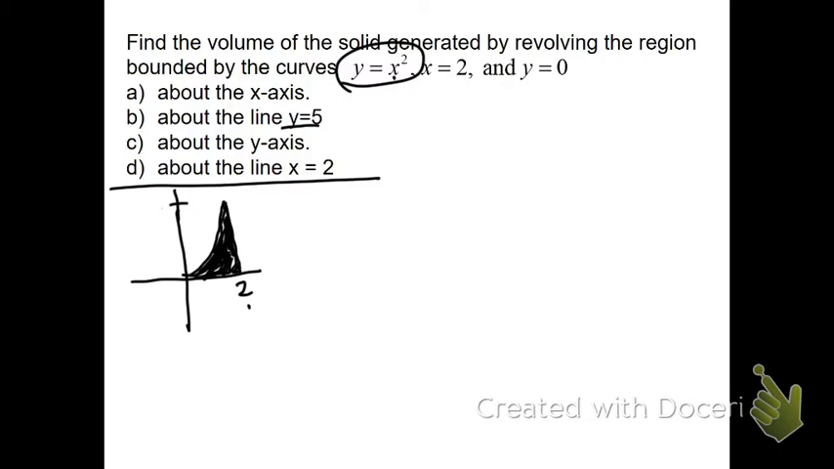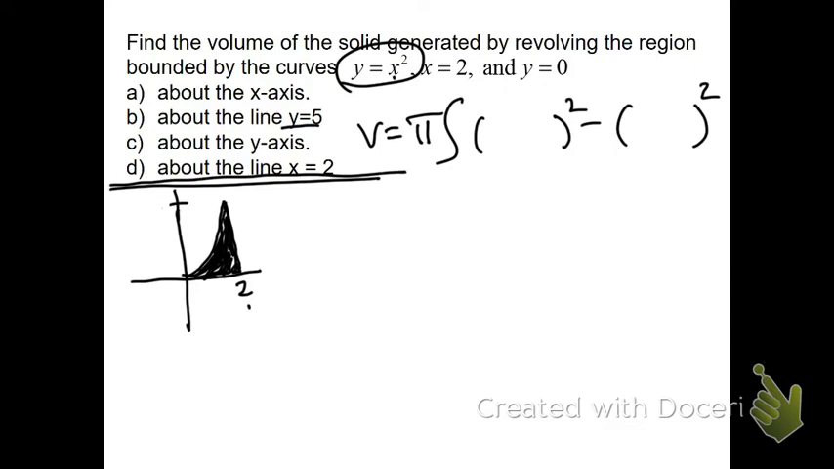So volume equals pi, and always write it like this, big R squared minus little r squared. It avoids a lot of mistakes, okay? Because this line is in the same direction as the x-axis, we're still going to have x bounds, 0 to 2.